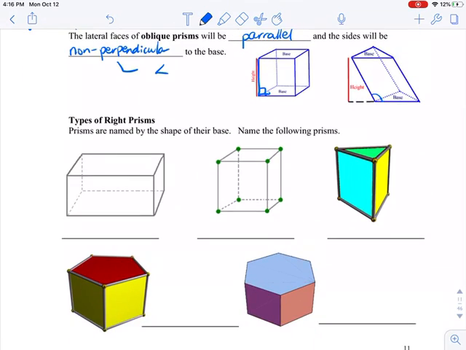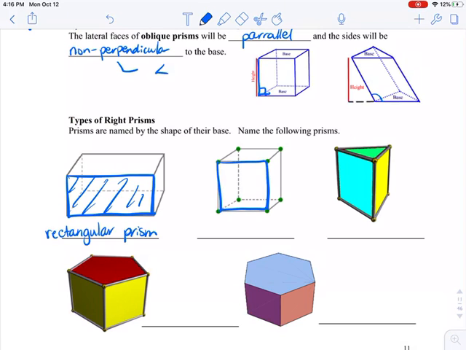So types of right prisms. The first one here, you look at the front face. What shape is that? Well, that's a rectangle. So this is going to be a rectangular prism. This one, you could think, is a square prism, but square prisms have a special name. It's just called a cube. Think of a dice.